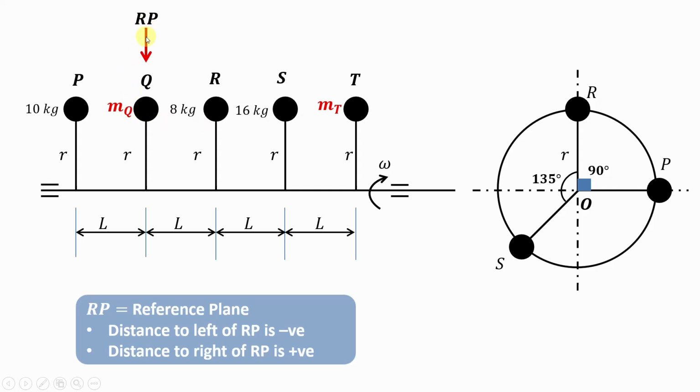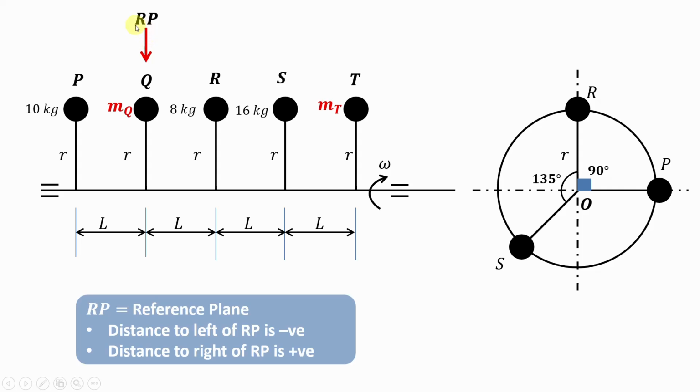Suppose we take this as our reference plane, then distances to the left of the reference plane are considered negative. So you can say that P is having the distance of minus L because it is on the left hand side of this particular reference plane. Now the reference plane we have to choose in such a way that the plane which is having maximum unknowns we can consider as the reference plane.